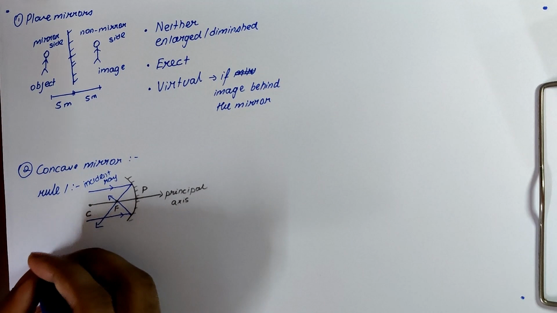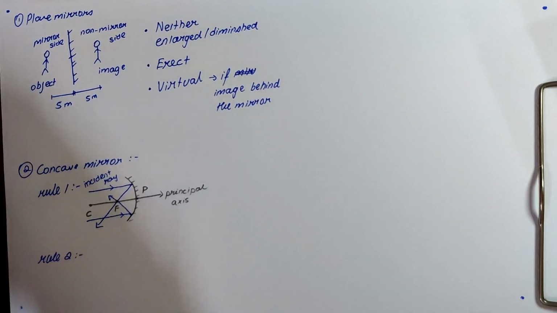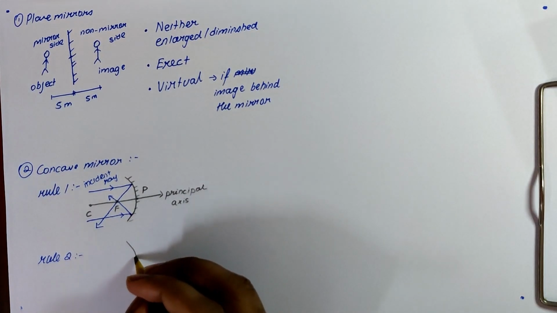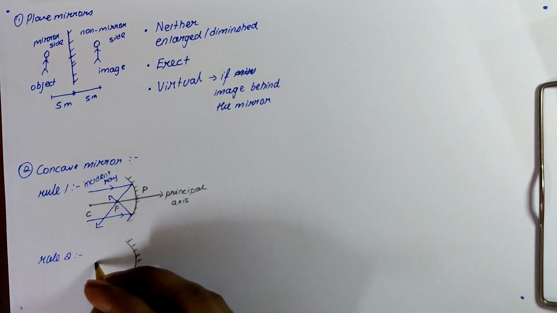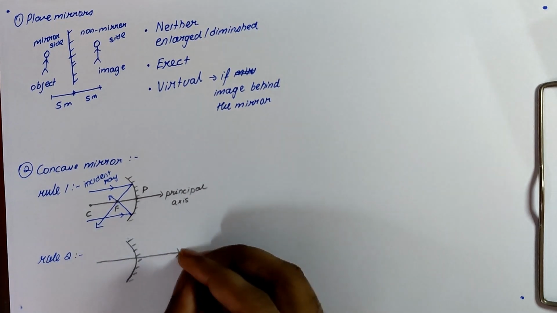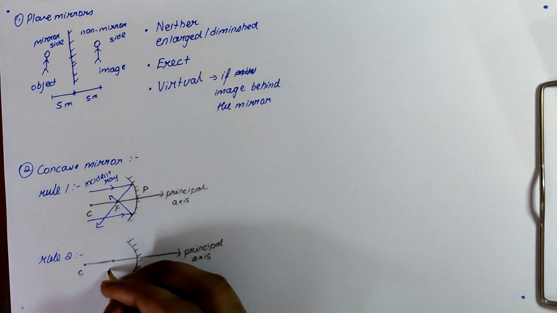Rule number 2. You have a concave mirror. Again, the principal axis, the center, and the focus.